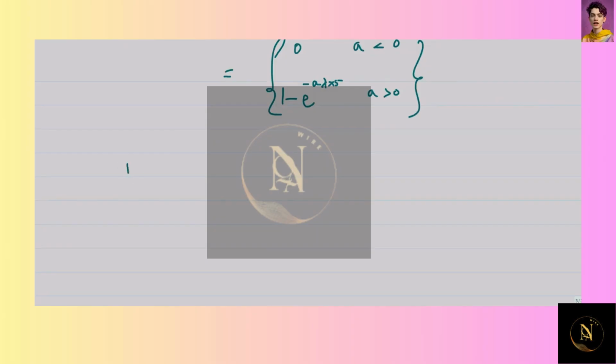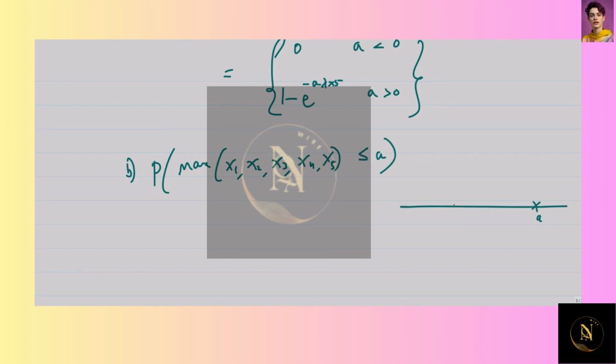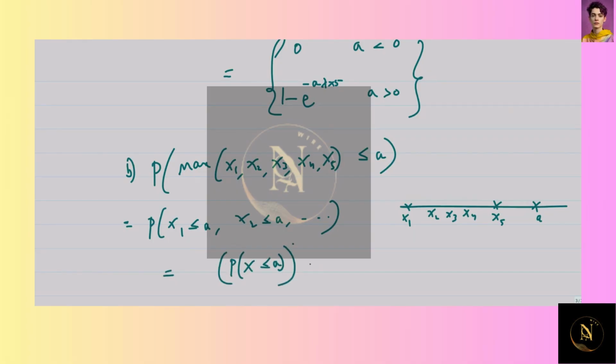Now part B is probability that max of x1, x2, x3, x4, x5 is less than or equal to a. So on the number line, suppose a is here, and max of that is less than or equal to a. Without loss of generality, let x5 be max. So obviously all the remaining also will be less than a, because they will be below x5. So I can write it as probability that x1 less than or equal to a, comma, x2 less than or equal to a, and so on and so forth. By independence, it is probability that x less than or equal to a, whole power 5. That is F of a whole to the power of 5.